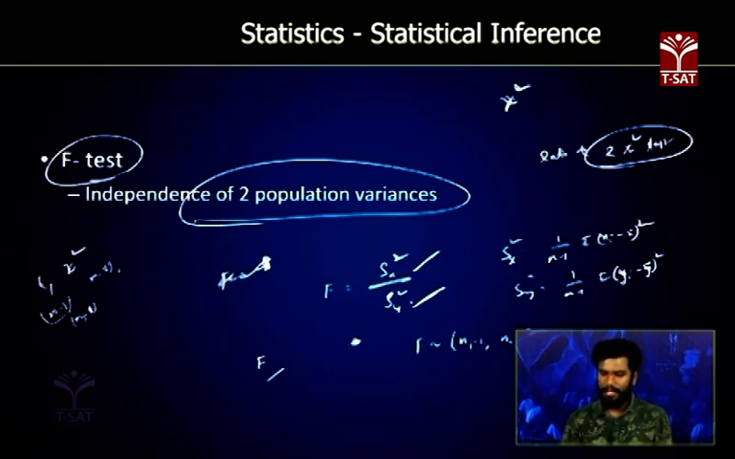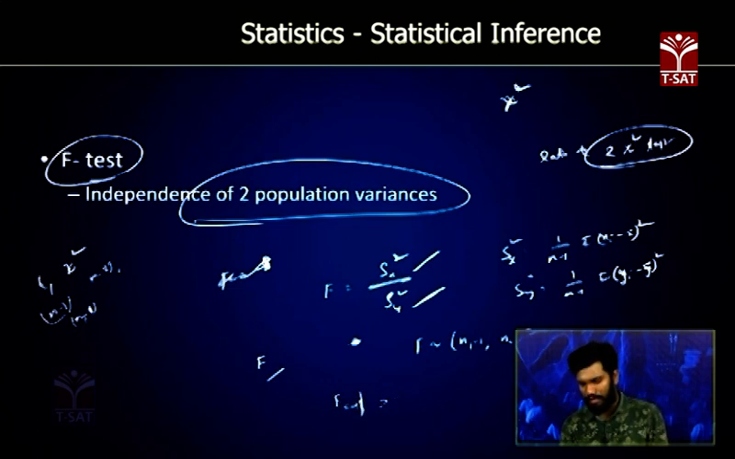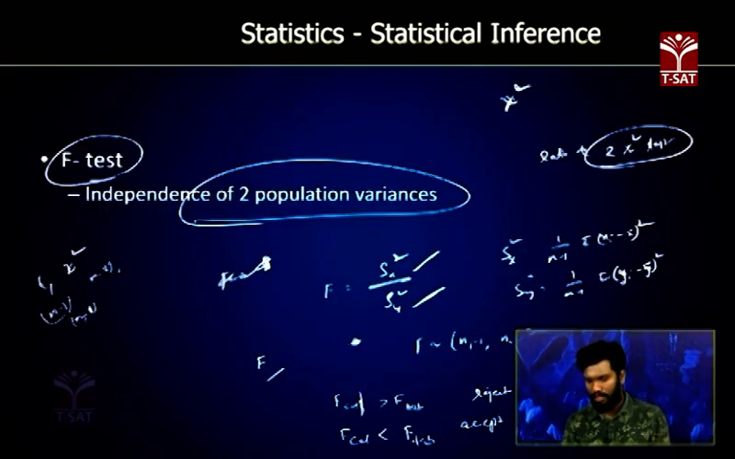So after calculating Sx square and Sy square, if the F calculated value is greater than the F table value, we will reject the H0. Otherwise we will accept the H0. If F calculated is less than the F table value, we accept H0.